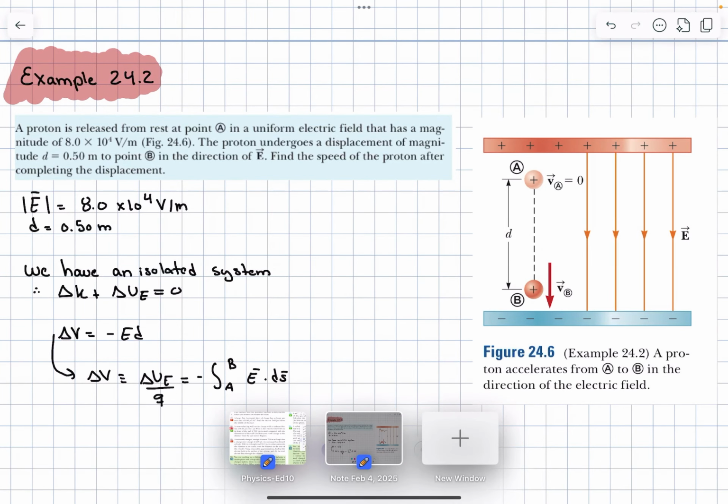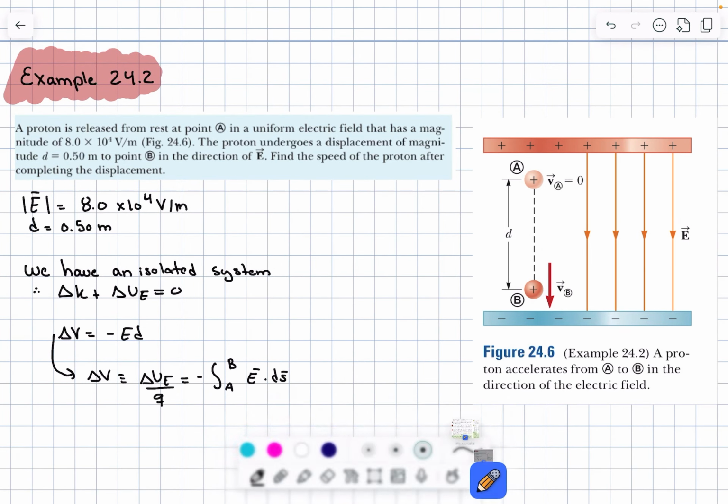So this is example 24.2, and it deals with this parallel plate capacitor system here, where we have some positive charge plate on the top and a negative charge plate on the bottom. We are told that the electric field is uniform, as we would expect for a parallel plate capacitor system, and it has a magnitude of 8.0 times 10 to the 4 volts per meter.